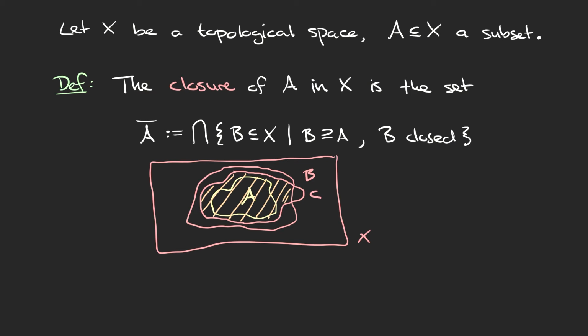Why is it the smallest closed set that contains A? Well, suppose we have some set that's closed and contains A. Then it will be included in this intersection, and hence the intersection will be a subset of that set. Therefore, the intersection is the smallest closed set containing A.